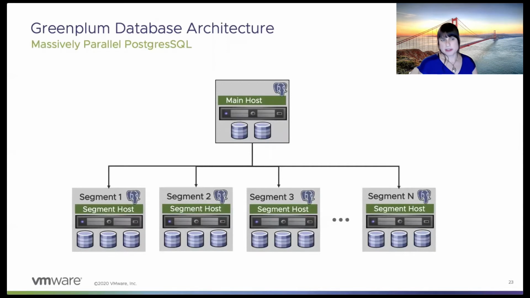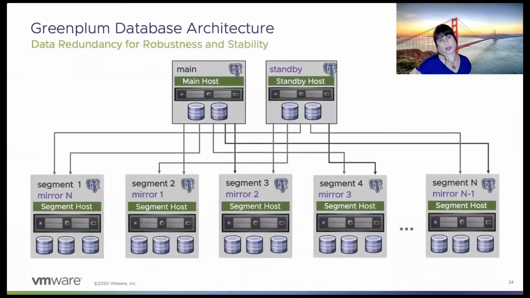You can put multiple segments on each of these segment hosts, or you can just put one per host. And then typically you'd also have some mirrors. So in addition to those Postgres processes that are called primaries that are ready to respond to queries immediately, if any of those go down, then the mirrors are standing by ready to take over. And there's even a mirror for the main host called the standby that can take over if the main host goes down. So everything is redundant. And if any one thing fails, then you're not going to lose any data.